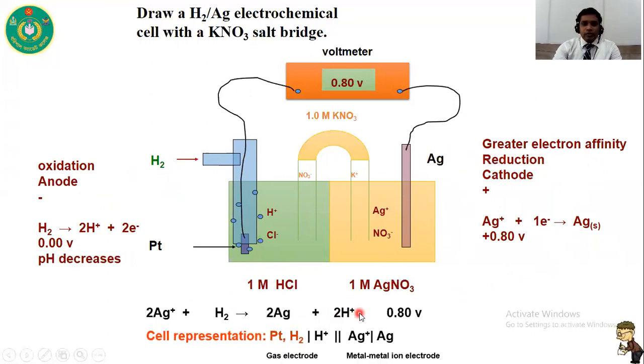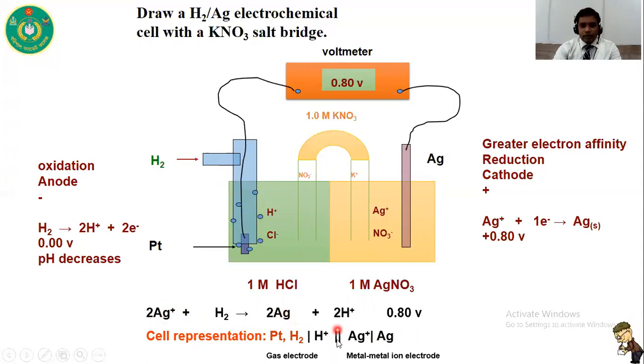So what will be the cell representation? At first we have to write down the cell reaction. So hydrogen reacts with Ag+ and we get silver and H+. So hydrogen to hydrogen plus is the anode, and Ag+ to Ag is the cathode.